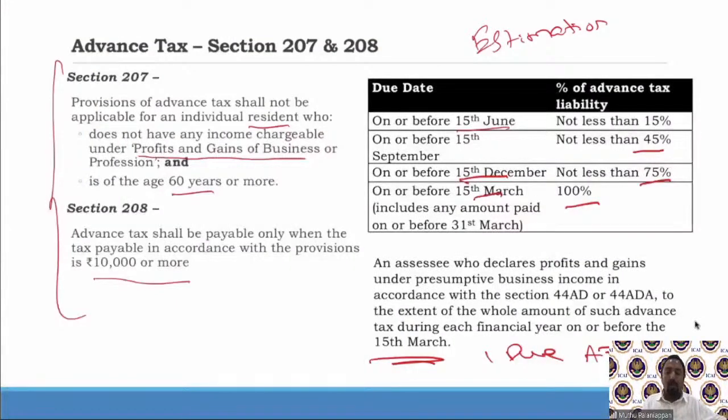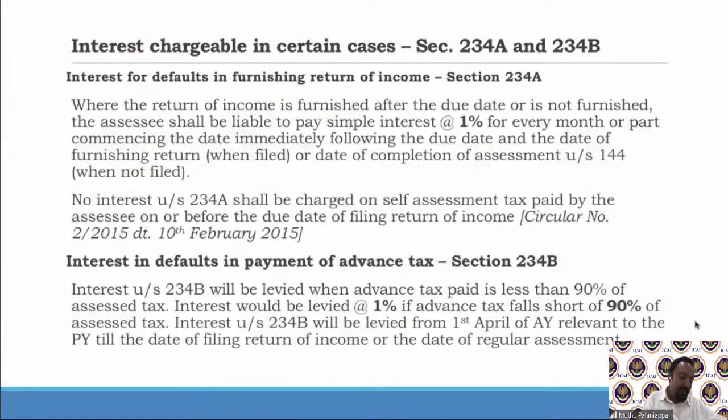And what will be the interest if you are not paying these payments? Typically, if you are not filing within the due date, let's assume your due date is 31st July 2022. If you are not filing within 31st July, from August you need to pay 1% interest.